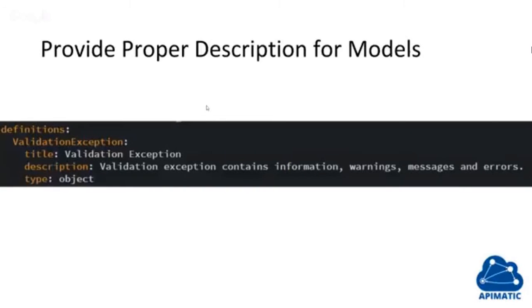Similarly, if you are describing any custom models, then the description for those models really helps your developers. So we have a validation exception model here. The description tells that it's an exception model that contains information, warning messages, and errors related to those exceptions. So just looking at this description, I can know what the main aim of this model is and what it's trying to achieve.